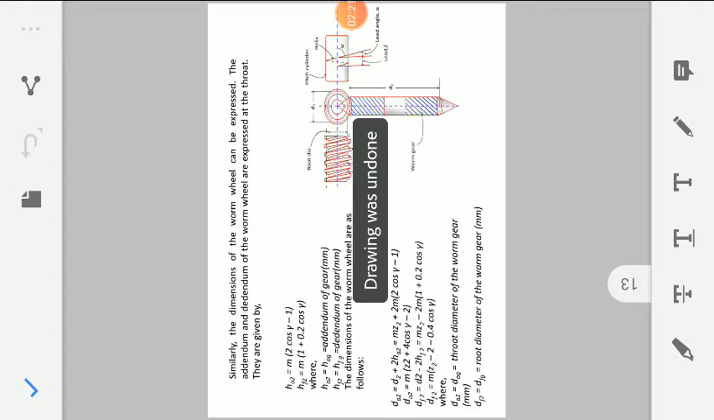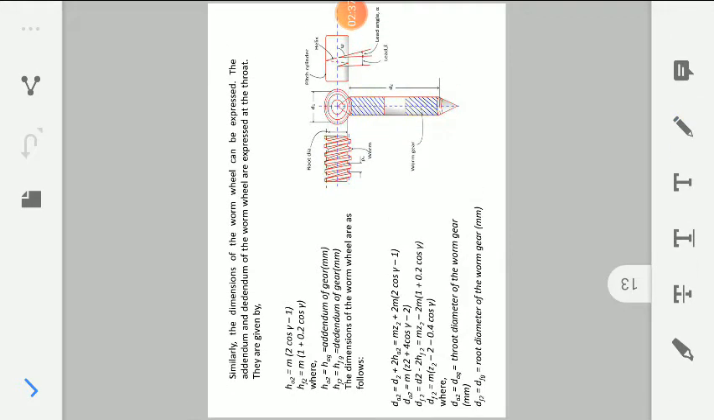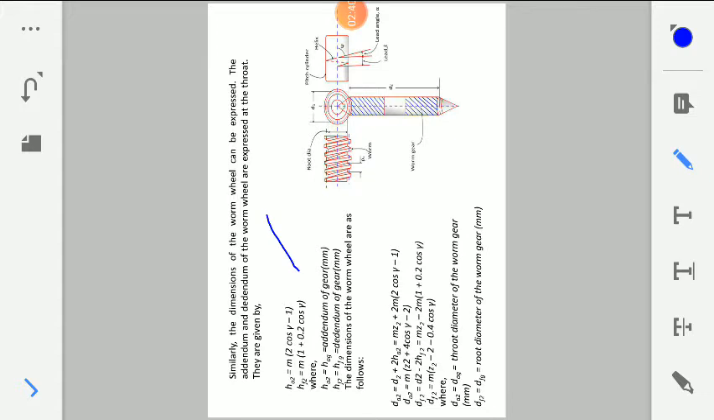Similarly, we can find the dimensions of the worm wheel or worm gear. Here the notation is 2 or G. Notation for worm gear is given as 2 or G. So the addendum of the worm gear is module into (2 cos of lead angle minus 1), and dedendum is module into (1 plus 0.2 cos of lead angle). So the addendum circle diameter will be pitch circle diameter plus twice the addendum, and the dedendum circle diameter will be pitch circle diameter minus twice the dedendum.